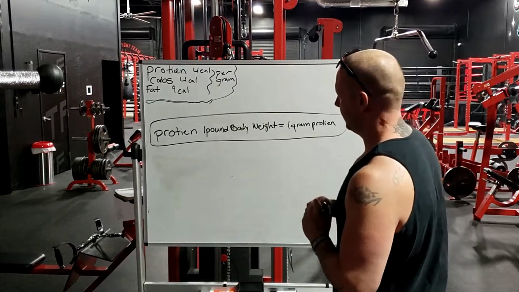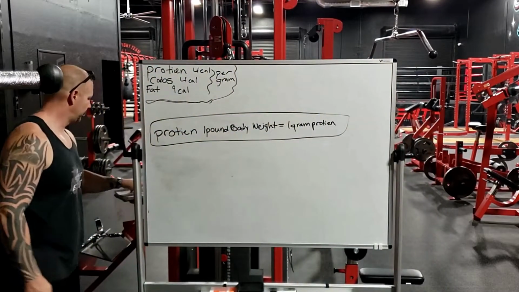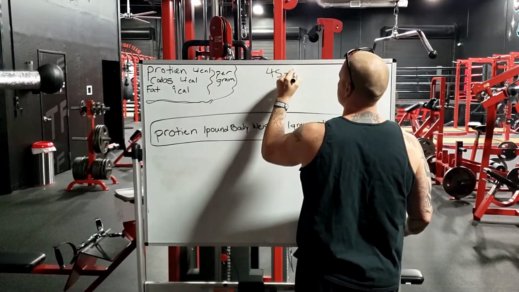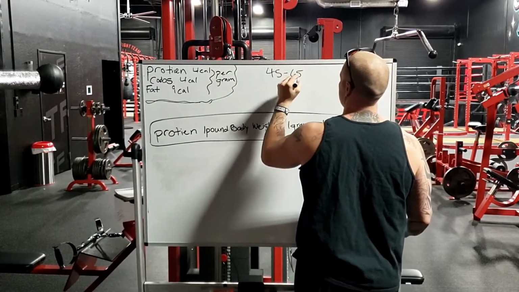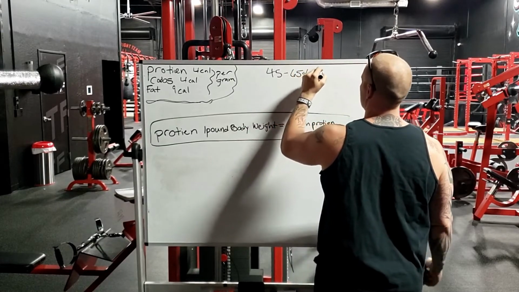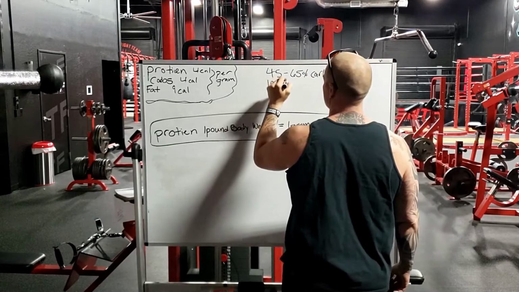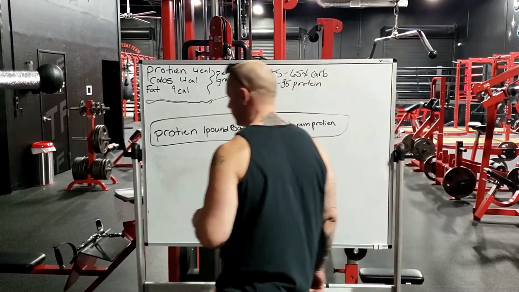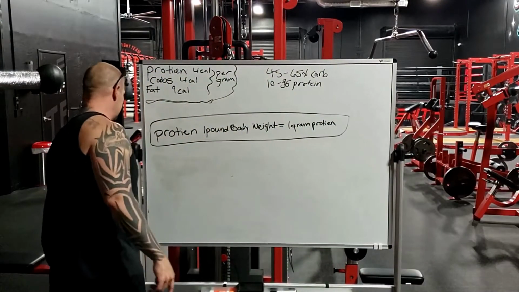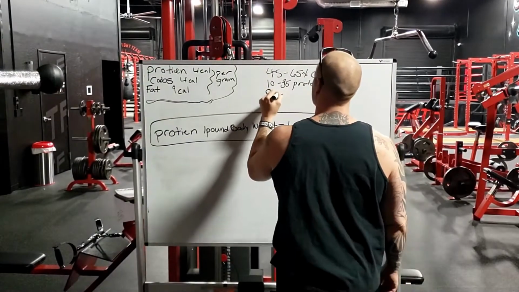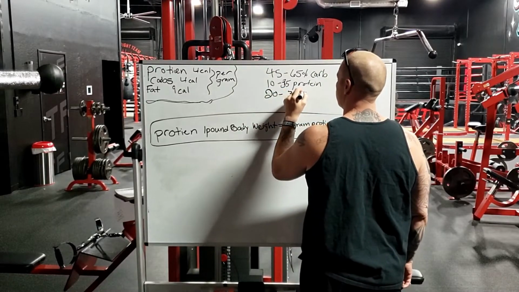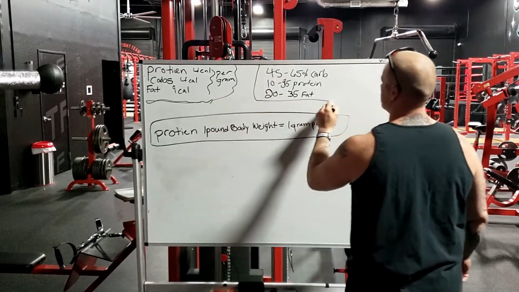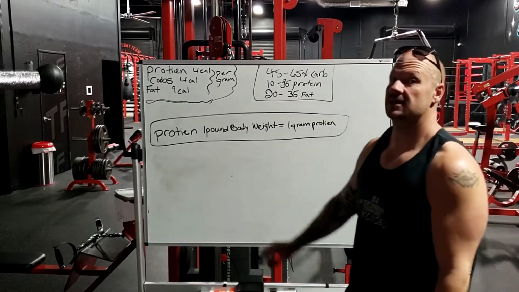As far as the recommendations for USDA, 45 to 65% carb, 10 to 35% protein, and the last one is 30 to 35% of that. This is the standard according to the government, okay? That's the standard right there.